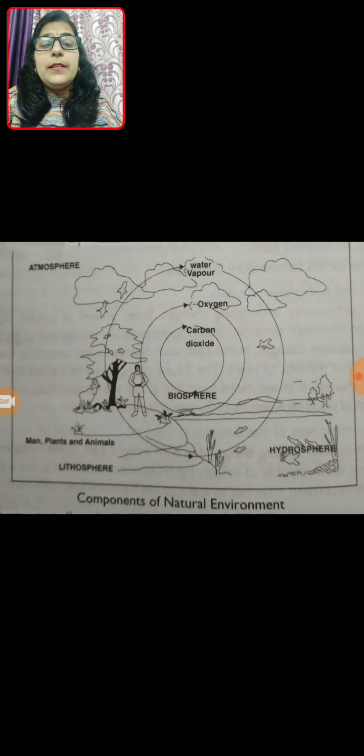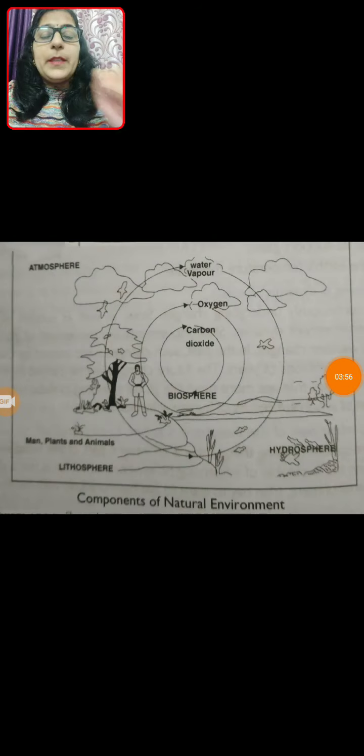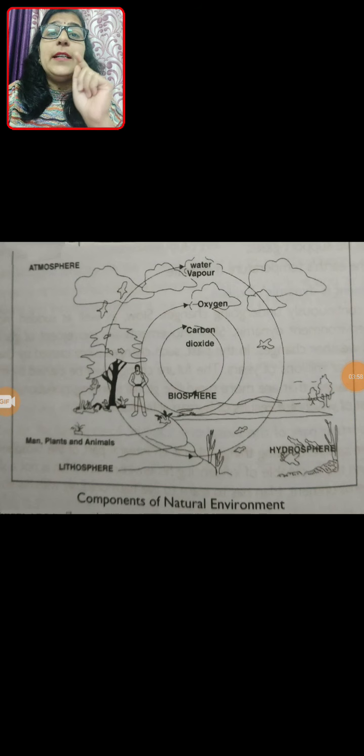Now the next is biosphere, a narrow zone of the earth where the lithosphere, hydrosphere and atmosphere meet. Or we can say that lithosphere, hydrosphere, atmosphere are overlapping on each other, and that is how the biosphere is created. Students, biosphere is a zone where we can stay or survive for a long period.